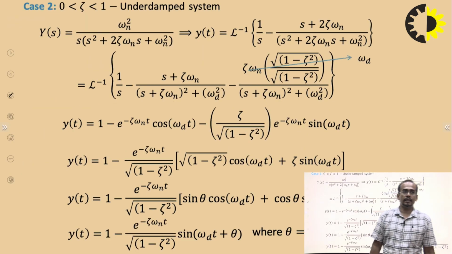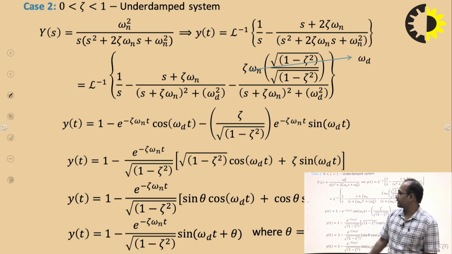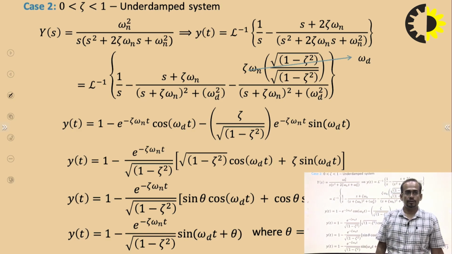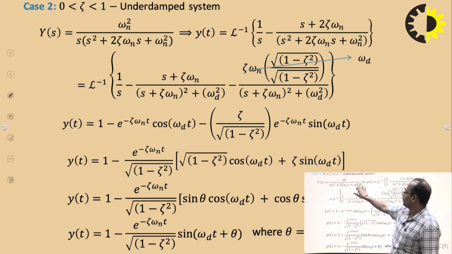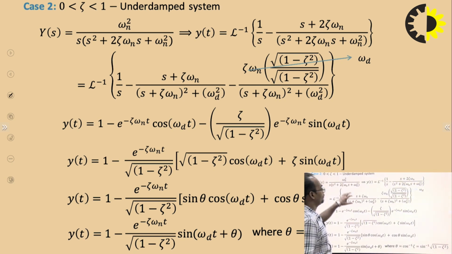Now taking the case of underdamped system, for which zeta is lying between 0 and 1. So in this case, you can find omega n square upon s square plus 2 zeta omega n s plus omega n square. First of all, what will I do? I will convert this into this form by using the partial fraction.